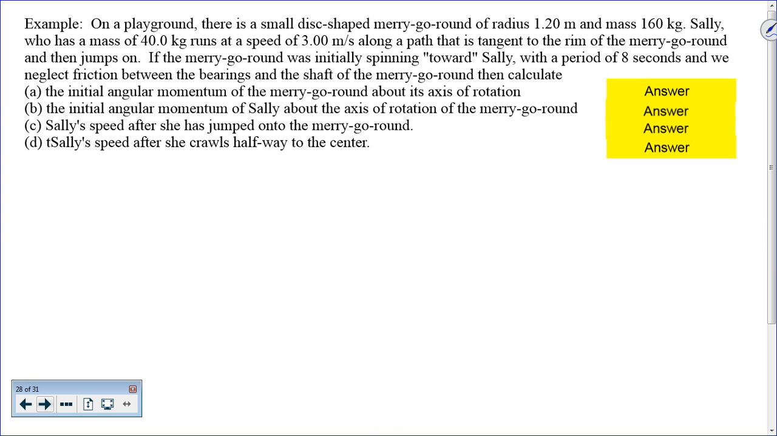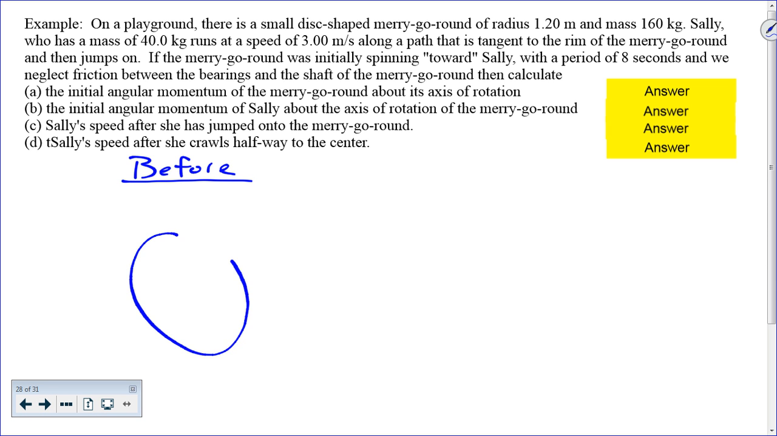Now, let's do a numeric example. You should have this in your notes. So on a playground, there's a small disc-shaped merry-go-round of radius 1.2 meters and a mass of 160 kilograms. Sally, who has a mass of 40 kilograms, oh, I guess we don't need to do the second example. This hits the same thing as that second example does. Nice. Good, so we only have one example we've got to get through. All right, so let's make two drawings. Let's do a before drawing.